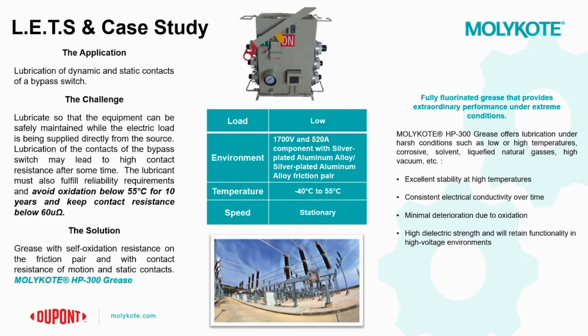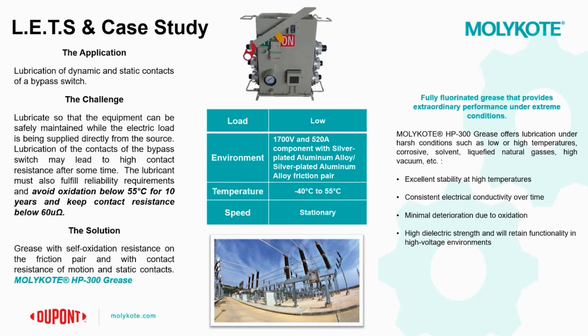time. So when choosing a lubricant here, we should be choosing a lubricant that avoids oxidation below a temperature of 55 degrees C, and also keep contact resistance below 60 microohms. So if we apply L.E.T.S to this application, we find that the load requirements here are pretty low. The contact points aren't being held under any significant load here, and the environment here itself is kind of unique because we're again dealing with an energized surface.